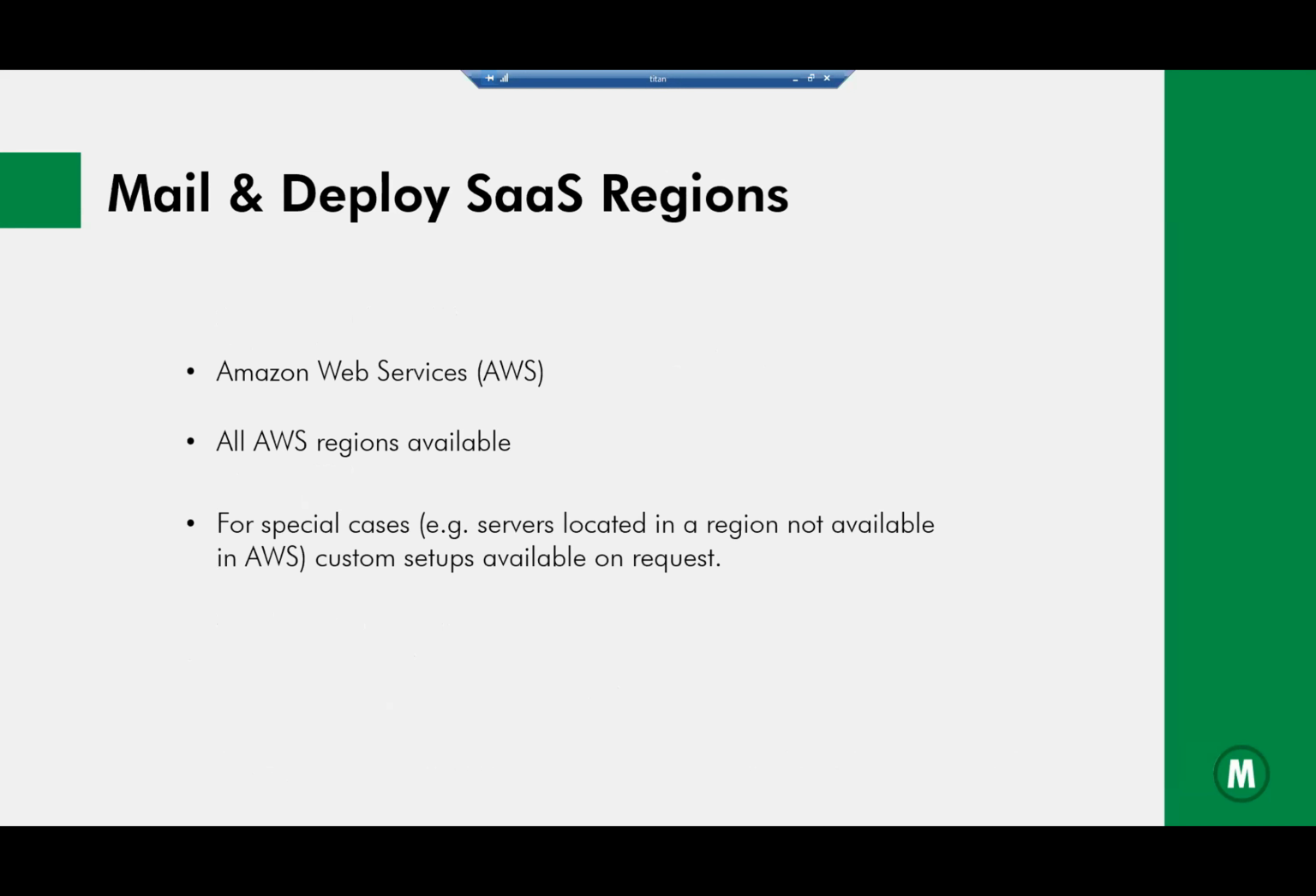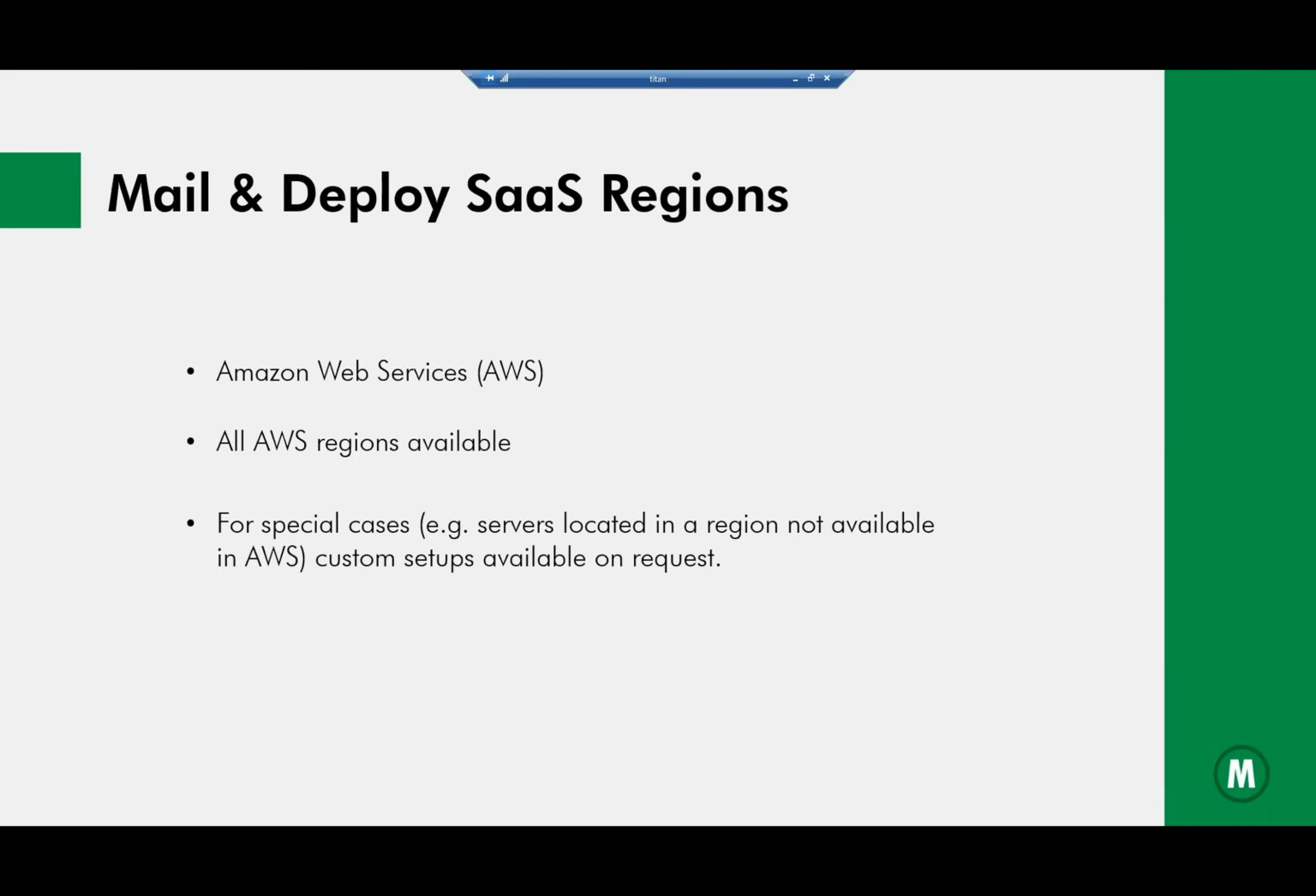So a little bit more technical background. The SaaS instances of Mail and Deploy are hosted by AWS. So we have decided to partner up with Amazon Web Services. That means that all AWS regions are available. So that means we have servers in North America, so in the US and Canada, Italy, France, Ireland, London. I think one is in Sweden. So lots of choices.